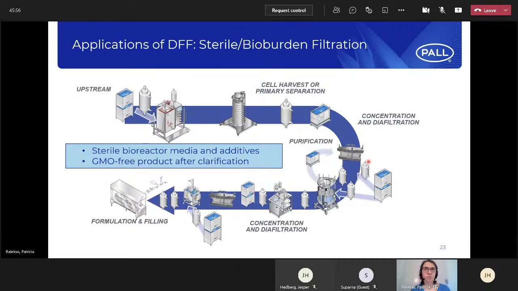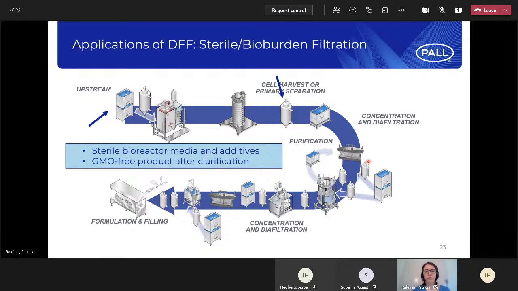Okay, so that was about depth filtration, but now I'm going to go a little bit over to sterile and bioburden filtration. And this is something that you find all over the process. So as I mentioned before, you need to make sure that whatever is going into your bioreactor is sterile. So media, additives, gases, so any fluid that is going into the bioreactor.